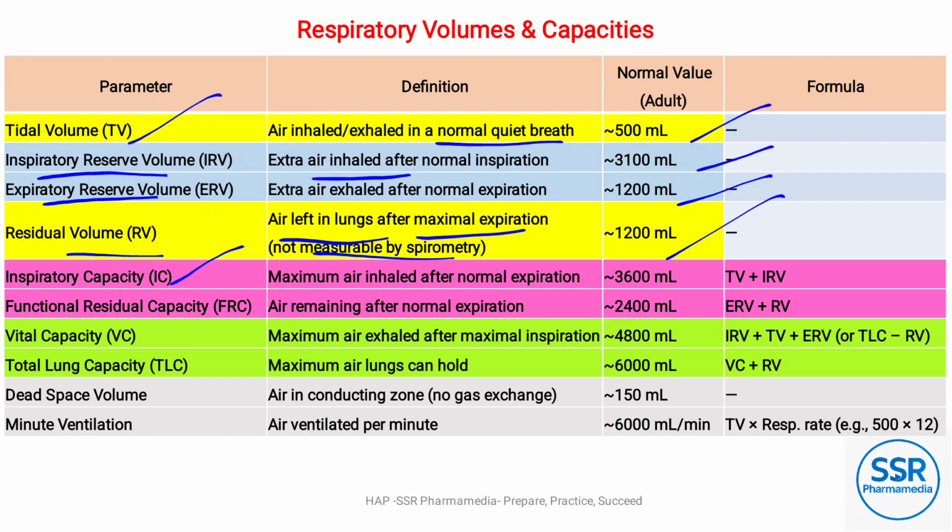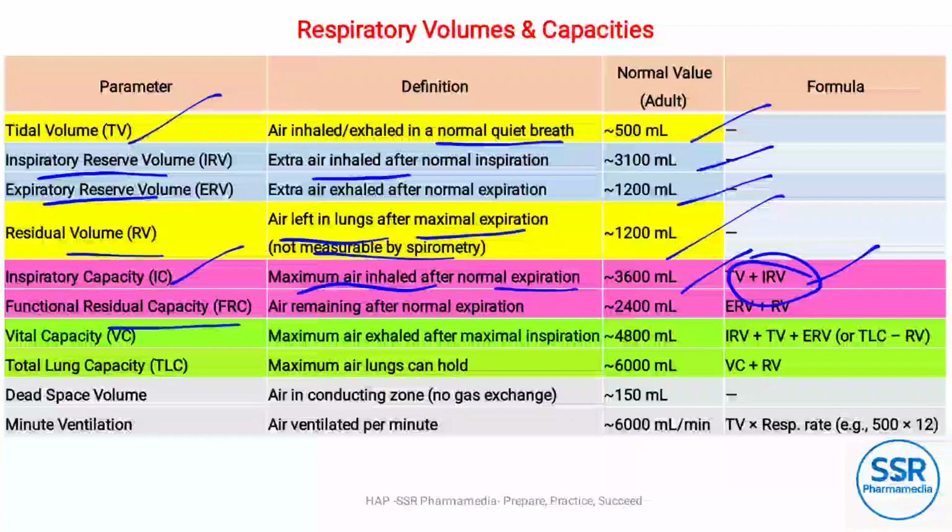Inspiratory capacity is the maximum air inhaled after normal expiration, nearly 3600 ml. It is the total of tidal volume and inspiratory reserve volume, so both combined are called inspiratory capacity. Functional residual capacity means the air remaining after normal expiration, nearly 2400 ml. It is the expiratory reserve volume plus residual volume.